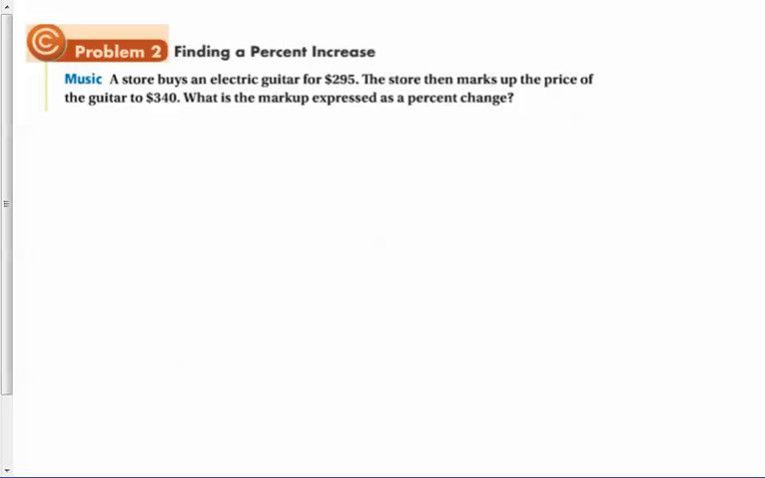A store buys an electric guitar for $295 and then marks the price up to $340. What is the markup expressed as a percent change? So you're going to take your new amount, which is $340, minus your original amount, which is $295, and we divide that by my original amount, which was $295. And then I'm going to times that by 100%, and that'll give me my percent.